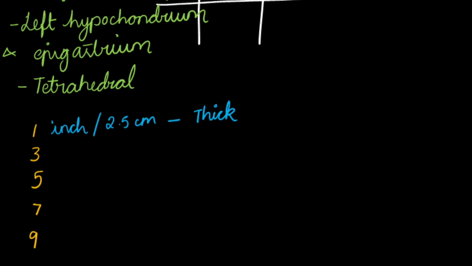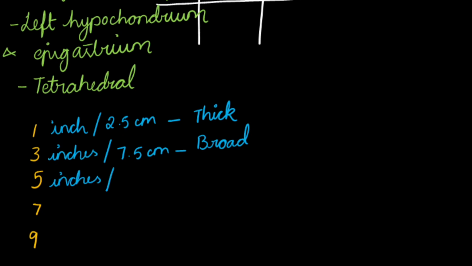And then 3, that is 3 inches. So the centimeter could be 3 into 2.5, that is 7.5 centimeter. So our spleen is 3 inches broad. And there comes 5, here 5 inches. So 5 inches is 12.5 centimeter, and the spleen is 12.5 centimeter long or 5 inches long. Then 7 ounces, that is nothing but the weight of the spleen.